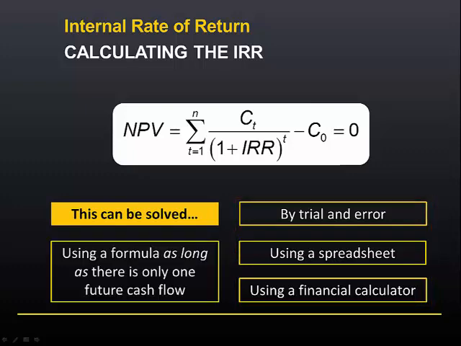It is only possible to solve for the internal rate of return using a formula if there is only one future cash flow. Whilst it's important that you understand in theory how the internal rate of return is calculated, as was just mentioned, it's the rate of return that would give an NPV of 0. Any calculation problems in this subject on the internal rate of return will only be based on one future cash flow.